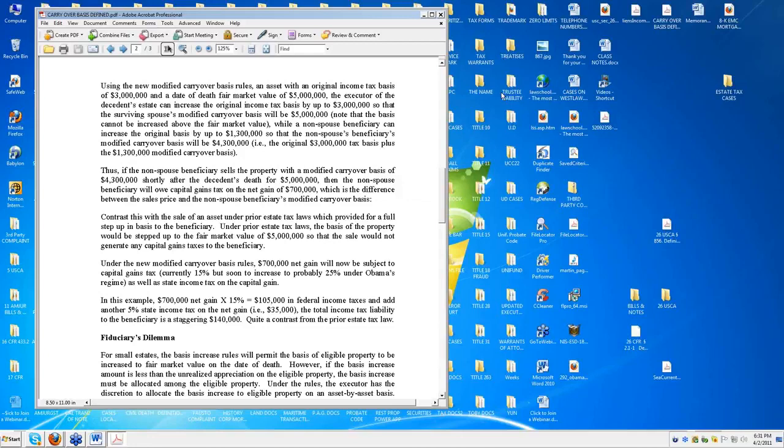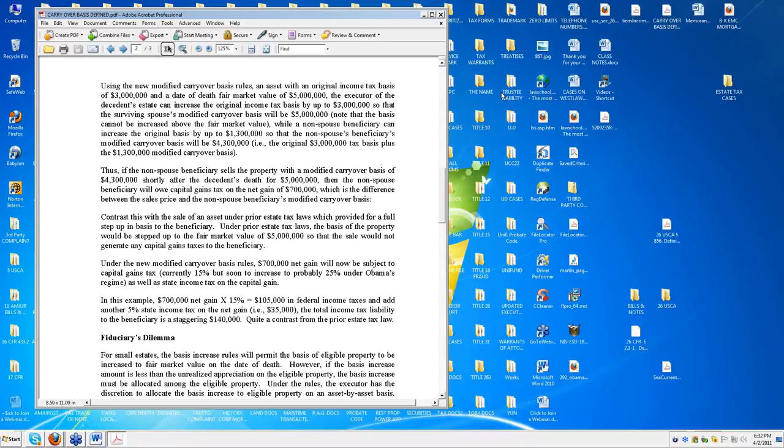Under the new modified carryover basis rules, the $700,000 net gain will now be subject to capital gains tax, currently 15%, but soon to increase to probably 25%, under Obama's regime, as well as state income tax on the capital gain. That's 25%. Huh? It's going to increase to 25%.